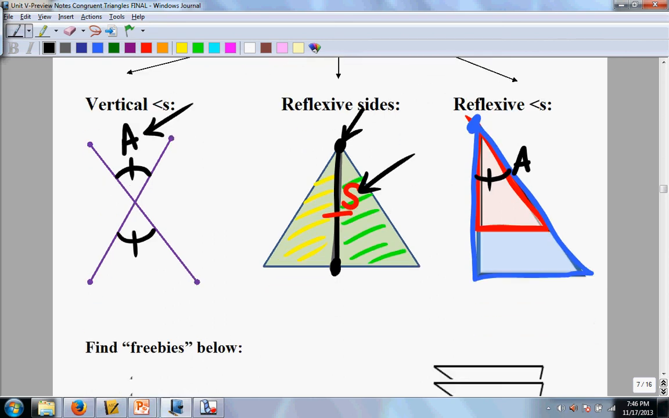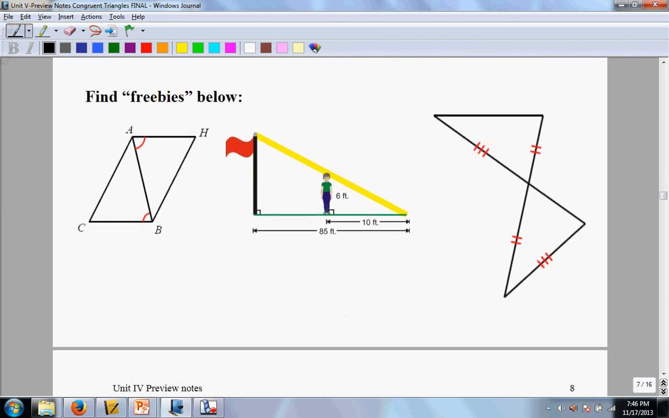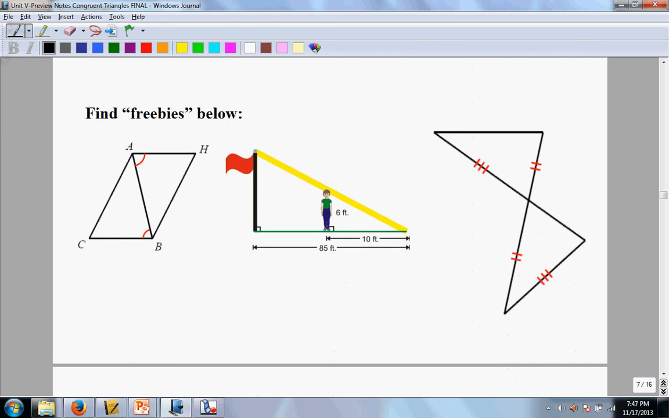Let me give you a demonstration. Down below, we're going to mark the freebies. Trace and mark these with me. In the first, we have here from A to B, trace that. A to B is a side that's shared by both the left triangle and the right triangle. It's exactly shared. So we're going to put a hatch mark and put an S for a pair of sides.